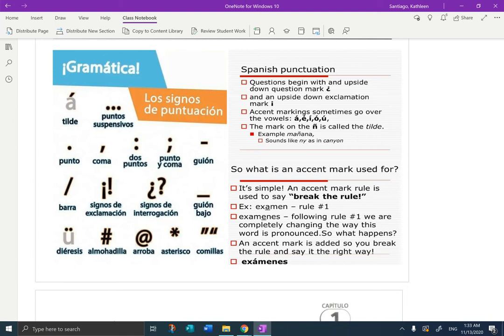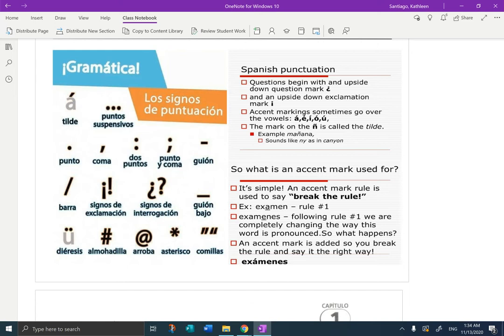Third bullet down, accent markings sometimes go over the vowels A, E, I, O, U, and they've got the accent up and to the right. The mark on the N, which is the squiggle, is called the tilde, and the tilde makes the NY sound as in the English word canyon. An example would be mañana, which can mean tomorrow or in the morning.